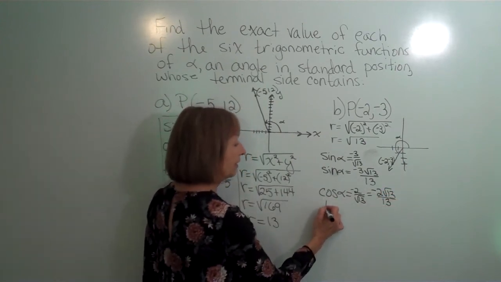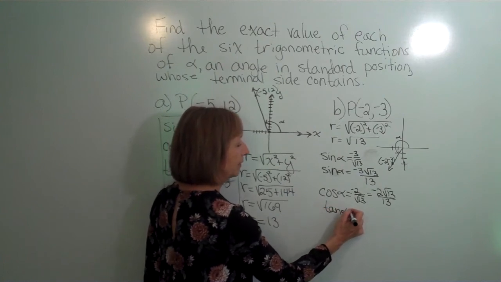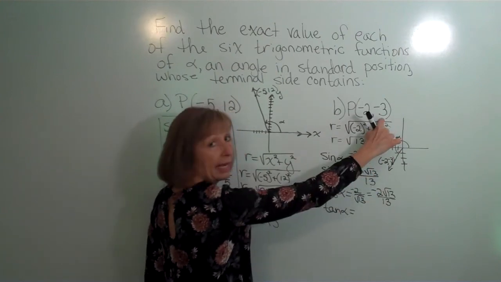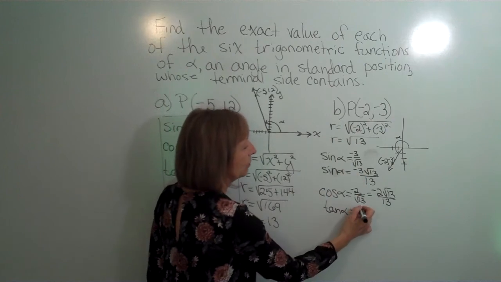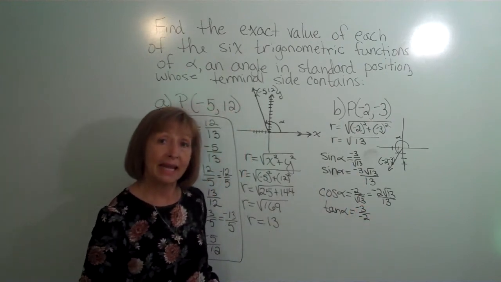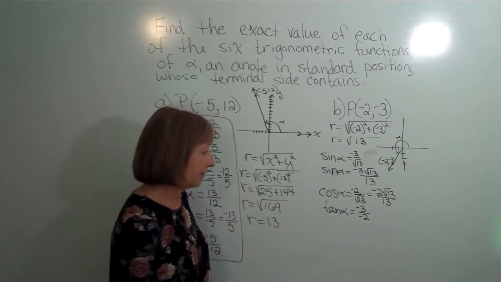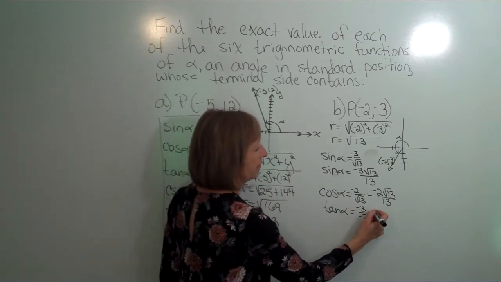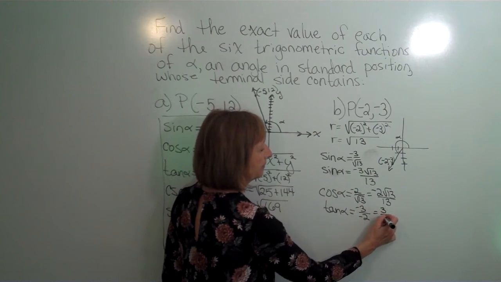The tangent of alpha is equal to y over x. So -3 over -2. But a negative divided by a negative is overall positive. So I'm going to have that the tangent of alpha is 3/2.